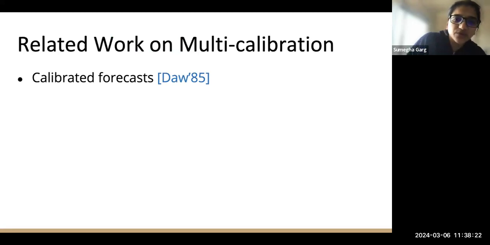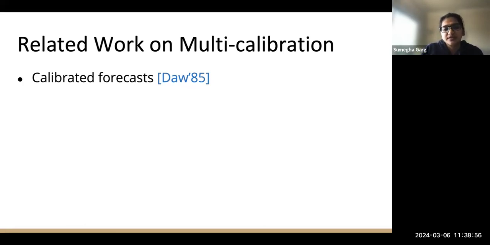Okay, so what is related work on multi-calibration? As we saw, in calibration, if you just predict the mean for everyone, then it is a very easy way to get calibration. But the mean is the mean over the distribution D. If you are in the distribution-free setting, it's not even clear whether calibration can be achieved, let alone omni-prediction.